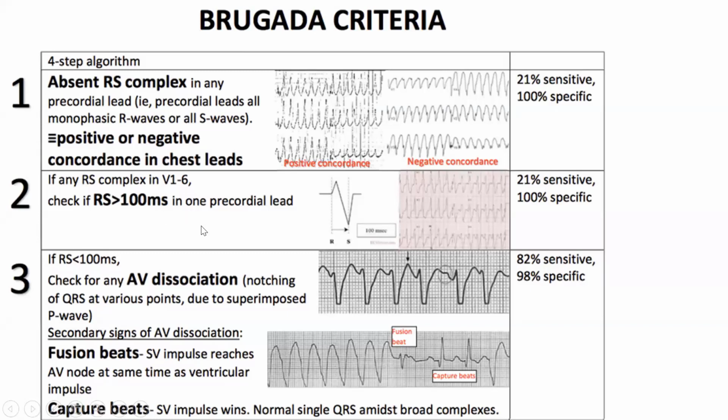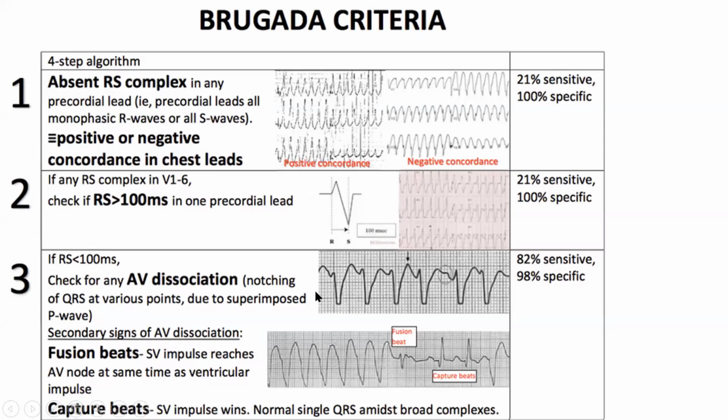The idea of this is that the VT starts as a muscle-to-muscle transmission, so the onset of the electric activity is slow. That's why the time is prolonged, and here the cutoff is 100 milliseconds. That's from the start of R to the nadir of S, more than 100 milliseconds, that's VT. If not, we go to the next step, which is AV dissociation.